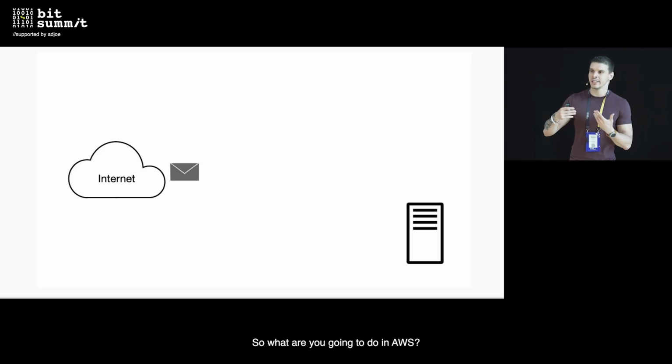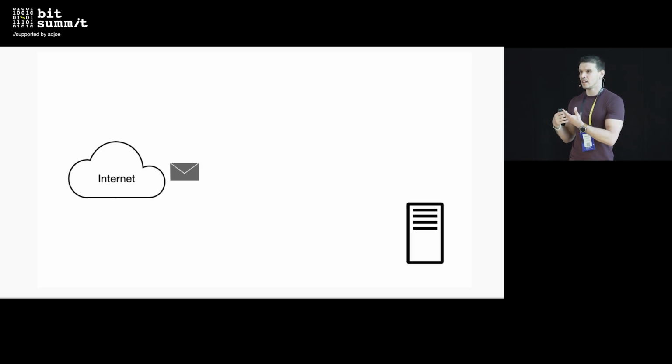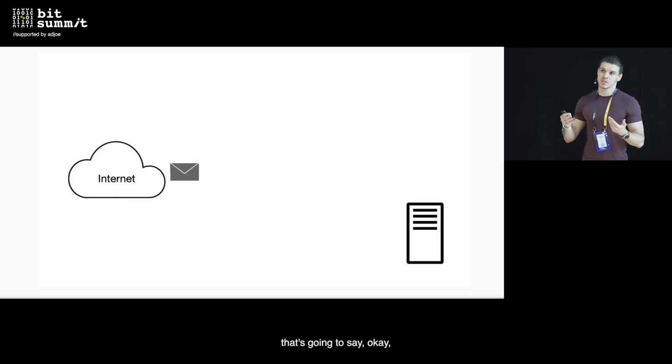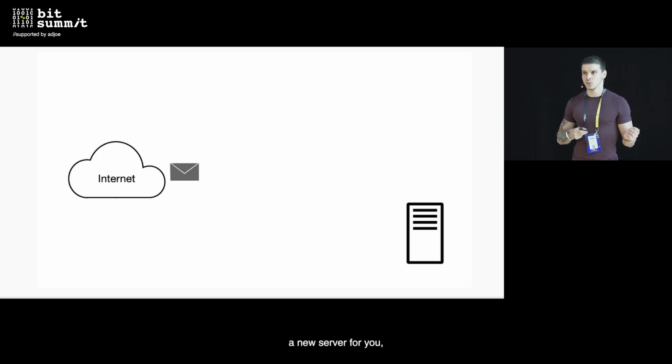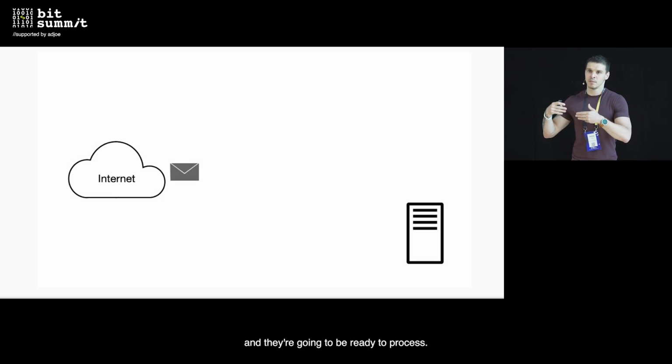So what are you going to do in AWS? You have an ASG, or sorry, a scale group that's going to say, OK, I need more infrastructure for this. And then they're going to provision a new server for you, and the server is going to be up and ready to process.